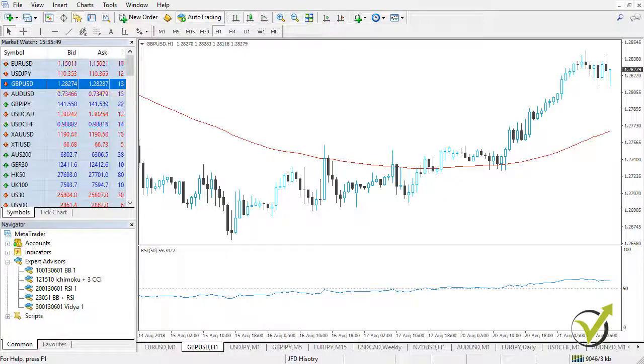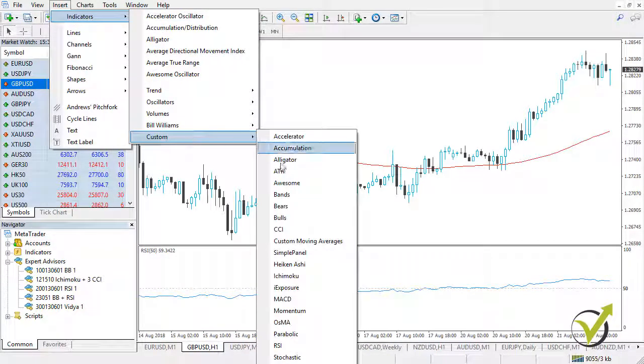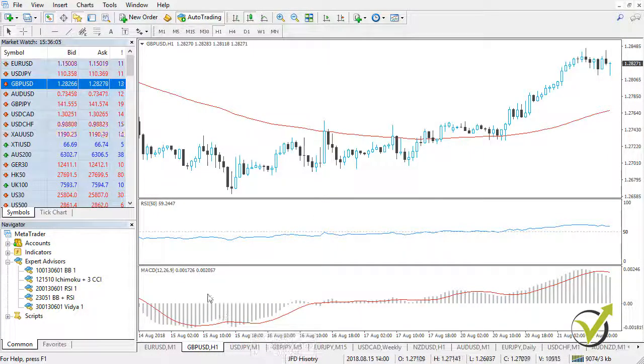The 8th question is which MACD to use in MetaTrader. In MetaTrader, if I go to insert indicators, custom, and I choose the moving average convergence divergence indicator, you will see it below the chart. And this is the very same MACD as the one I show in the course, but instead of a second line, there are the bars here. And in the course, you will see that there are 2 lines, MACD and bars below.